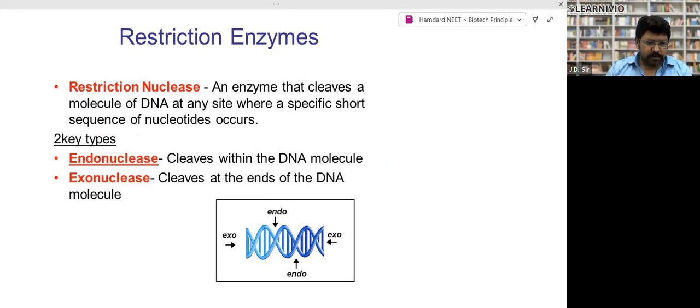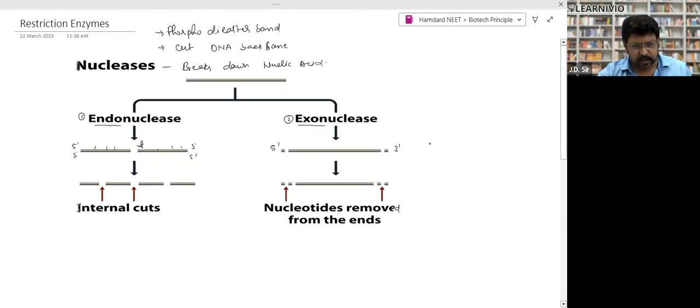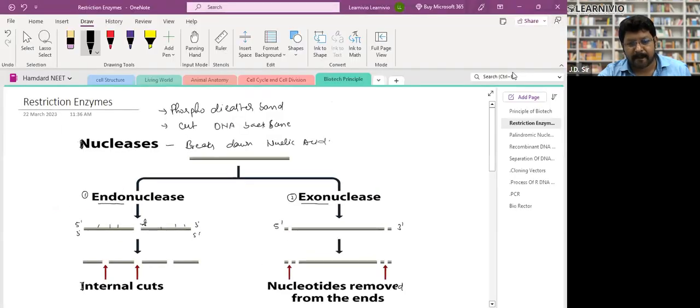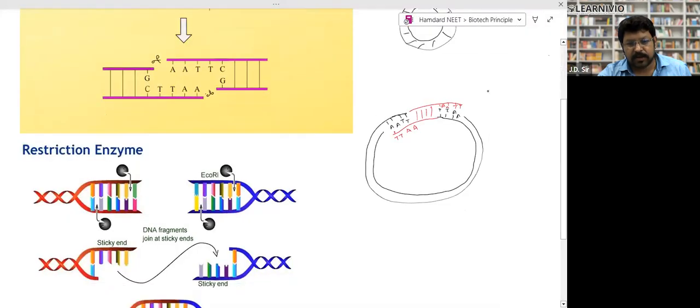There are two types of nucleases that cleave the DNA molecule. Exonucleases cleave the DNA molecule from outside, the same thing we have discussed, right? So that was about the restriction endonucleases. Now, what is the palindromic sequence?